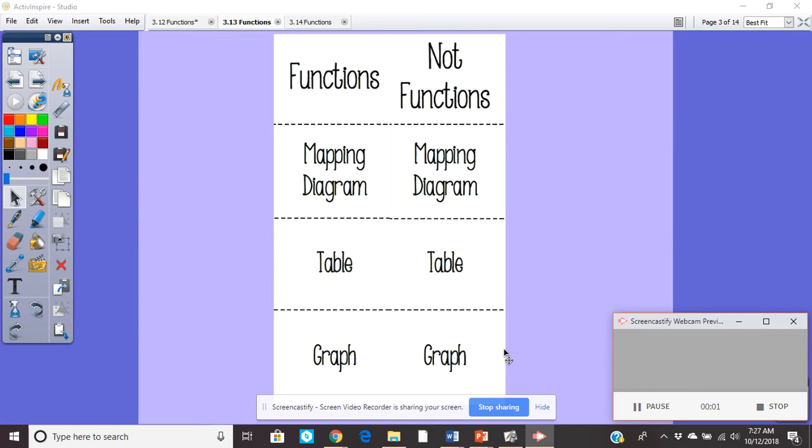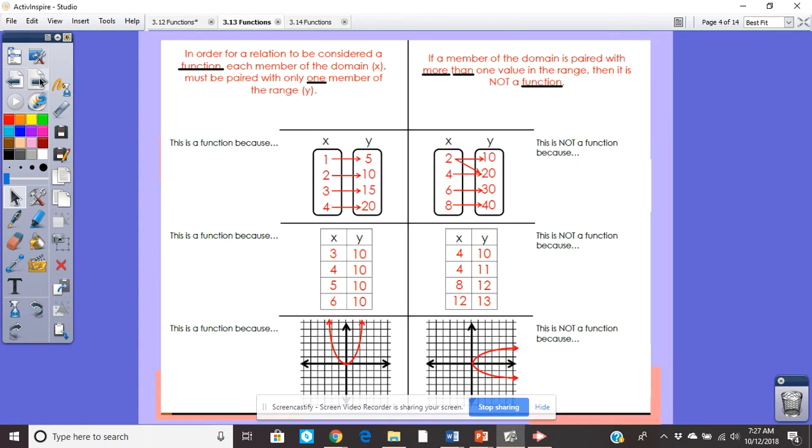This video is for identifying functions. We're going to look at different examples of what are functions and then some that are not functions.